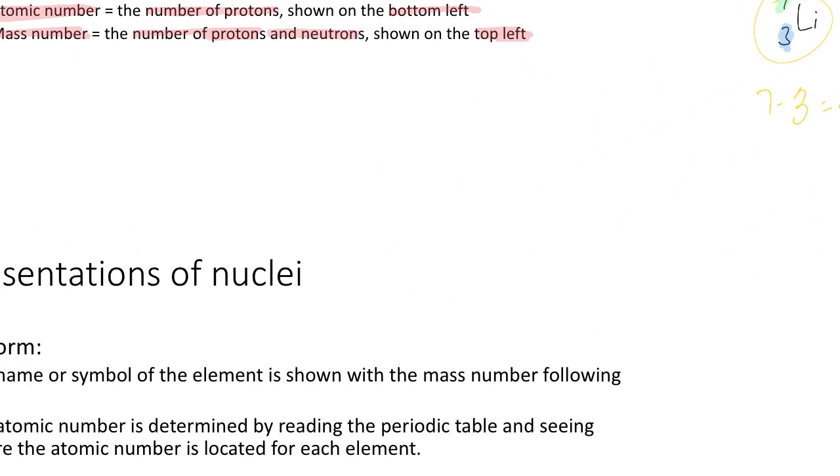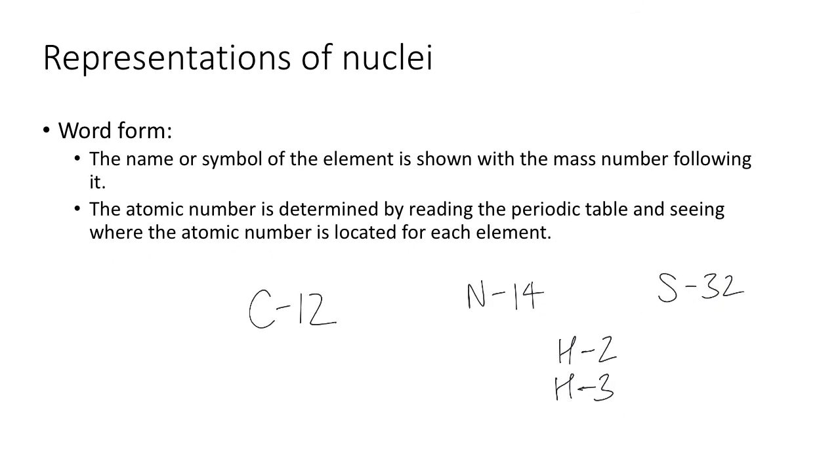And then finally we have the last one, which is representation of nuclei in word form. You have the name or symbol of the element, and then shown with the mass number following it. The atomic number is determined by reading the periodic table. So you look at the symbol here and you say, well, where's the C? C is on the periodic table. Then you look at the periodic table, and you should see that above that letter is the atomic number. The atomic number for carbon would be 6. And so therefore you'd be able to work out how many neutrons and protons there are.